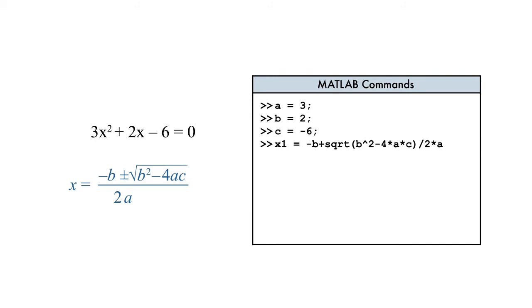Because MATLAB calculations follow the order of operations, we actually entered this expression. So, minus b is no longer part of the fraction, and a is not in the denominator. To get the correct result, we need to add the parentheses shown to group the numerator and denominator together.